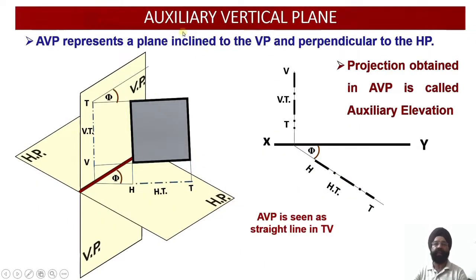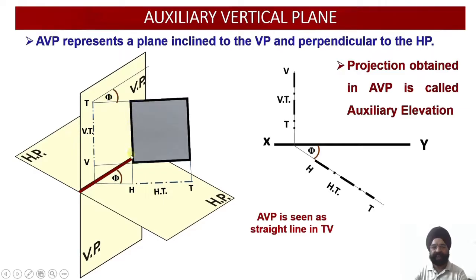So let us work out how we draw the auxiliary vertical plane. AVP we have already defined as a plane which is inclined to the vertical plane and perpendicular to the horizontal plane. Since this plane is inclined to the vertical plane, the true angle of inclination of this plane with respect to the vertical plane is called angle phi. The orientation of AIP with respect to HP was called theta, whereas the orientation of AVP with respect to the vertical plane is called angle phi.